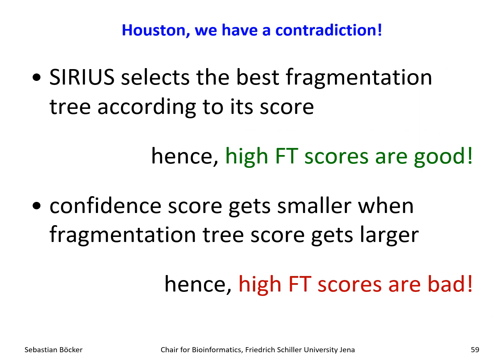Let's first concentrate on the fragmentation tree score. Sirius selects the best fragmentation tree, the one that is returned to you, according to the score. The one with the highest score is actually the one that you get back. So a high fragmentation tree score is something good, obviously. But when we trained our confidence score, we do it exactly the other way around. The machine learning decided that when the fragmentation tree score gets smaller, actually our confidence increases, and the other way around. A high fragmentation tree score is suddenly something bad. How is it possible that these two things simultaneously hold? Obviously, it's not. Something went wrong.